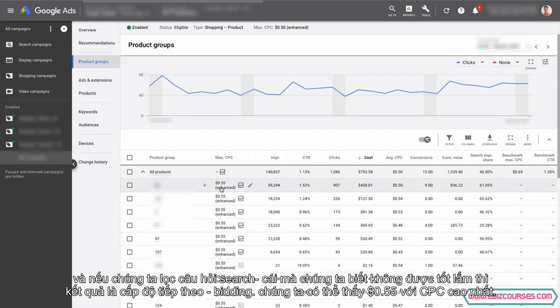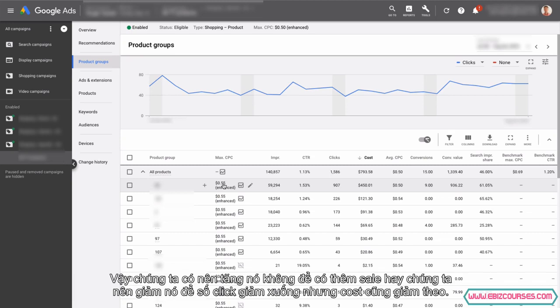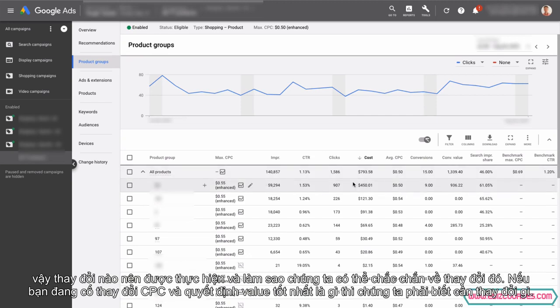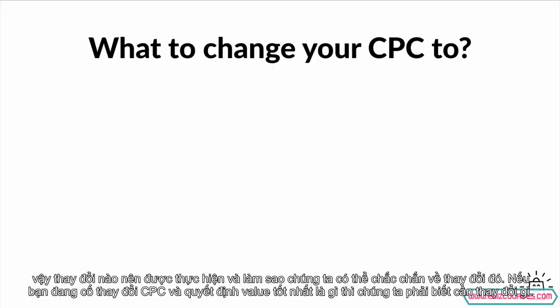So here we can see 0.55 in max CPC. So should we increase that to get more sales, or should we decrease that and run the chance that the number of clicks goes down, but the cost will also go down? So what do we need to change it to, and how can we be sure about what to change it to? If you're trying to change your CPCs and you're trying to decide what the best values are, you have to know what to change it to, right?